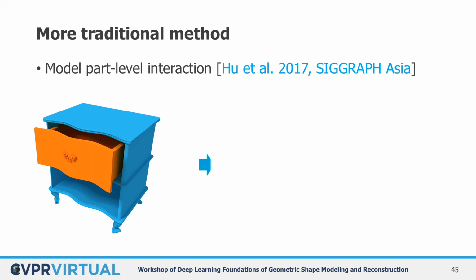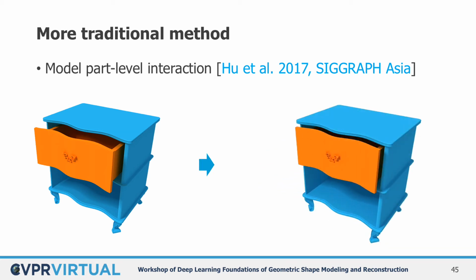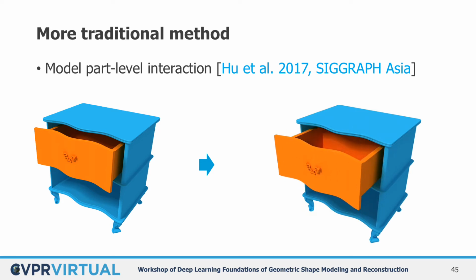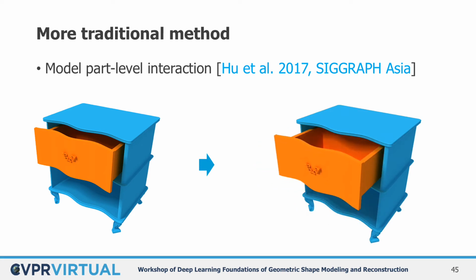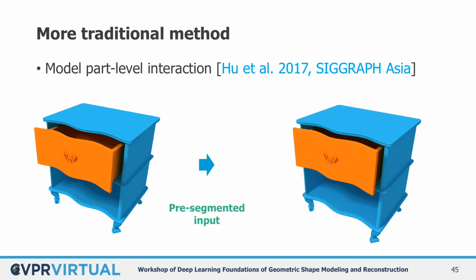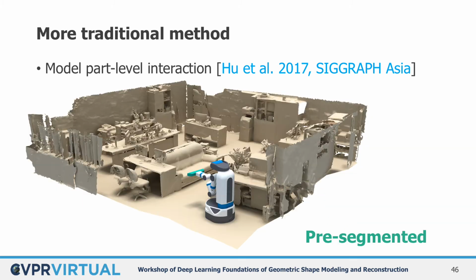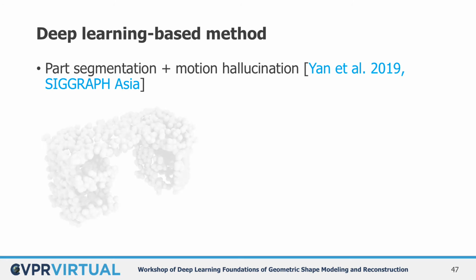While it's unrealistic to expect such an input, when functionality inference needs to be carried out over raw scans of a 3D environment, for example, during robotic navigation. So, we propose another deep learning-based method to deal with input, which could be a single, unsegmented, and possibly partial 3D point cloud, and be able to simultaneously predict movable parts and hallucinate their motions.